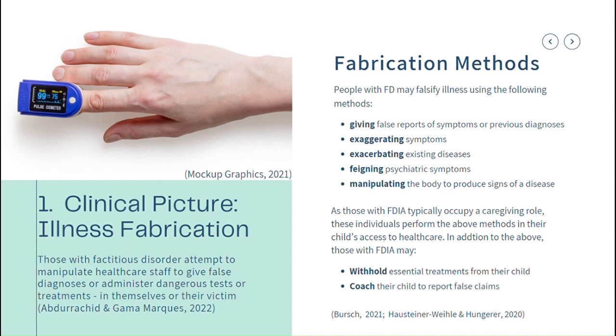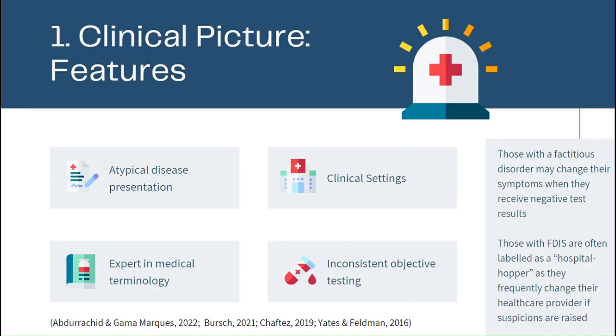A lot of the time when we look at cases of factitious disorder imposed on another, that person will force the other person to ingest poison in order to present with some kind of illness. In addition to this, people with factitious disorder imposed on another may withhold treatments for their child so that child becomes more sick, or they may even encourage their child to lie as well about symptoms that they may have in order to receive specific treatments or medical care.